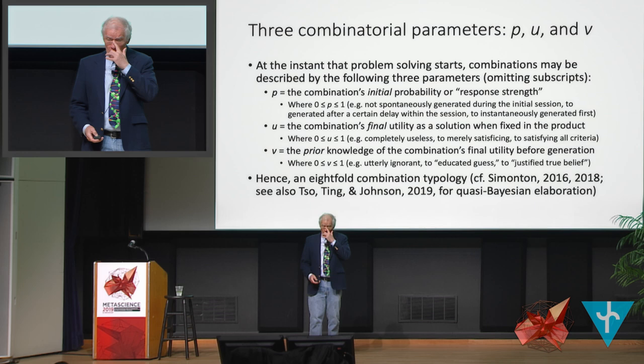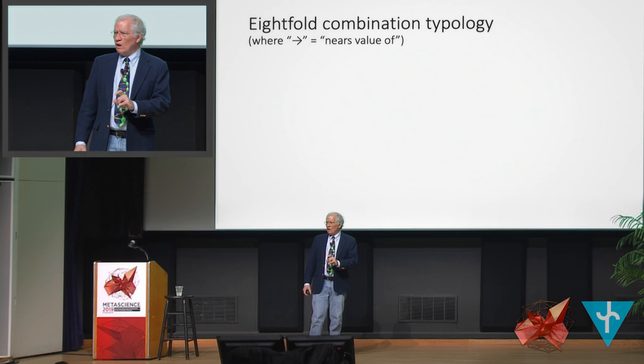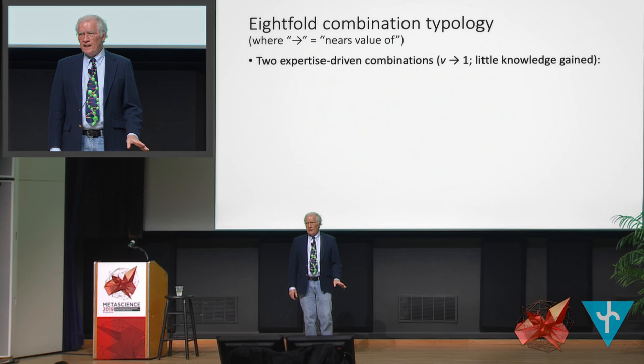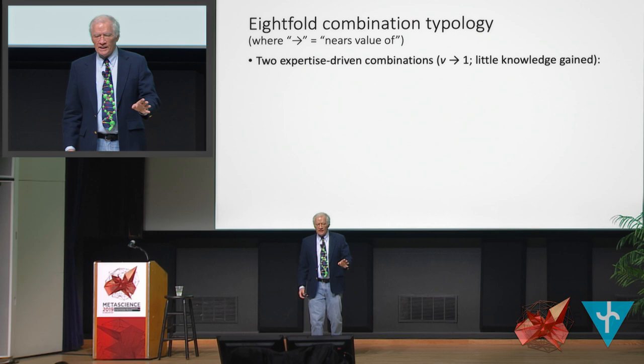Okay, here's the eightfold combination typology. I'm gonna use a symbol, the arrow, to represent nears the value of or approximates the value of. We start off with two expertise-driven combinations where V approaches 1. That is, you already know that that combination has high utility. You know what the utility is. Well, not that it has high utility, but you know what the utility is, okay? And that means there's little knowledge to be gained from this particular combination.